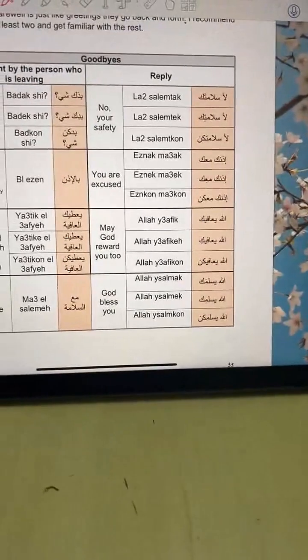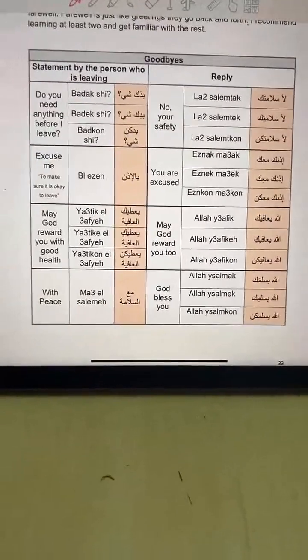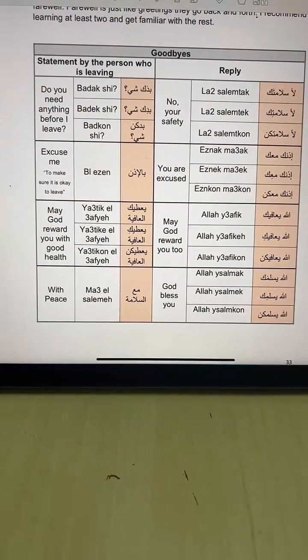One of them is ma'assalame, of course, which means with peace. But I'm going to say them in order, okay? Let's say you want to leave. You take permission. You will say bil-izn, like with your permission. Word for word, it means with the permission. In this context, it's known that you're waiting for the permission of the hosts to leave.